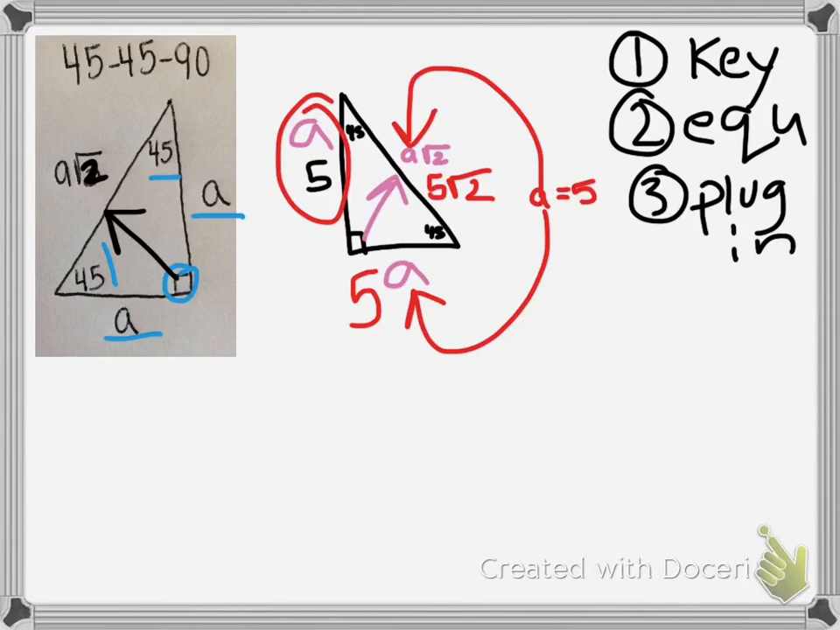And now we know the lengths. Two sides have a length of 5. The other side has a length of 5 root 2.